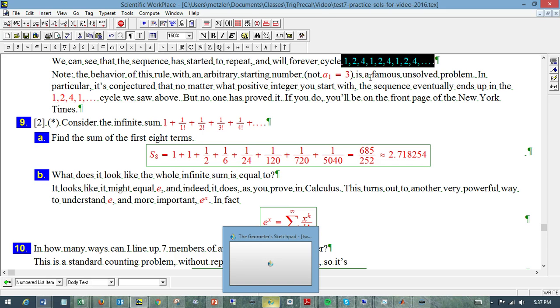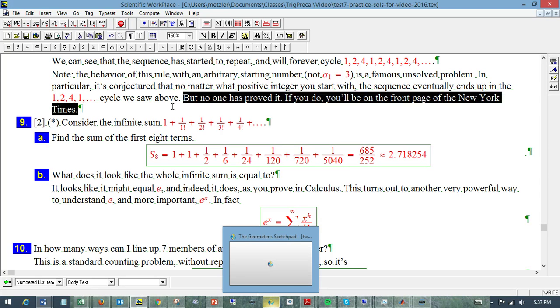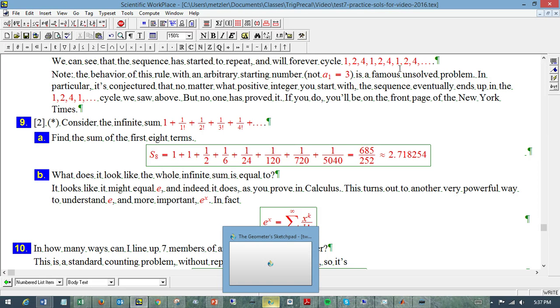But it's a famous unsolved problem to prove that no matter what positive integer you start with, it eventually ends up in that cycle. It would be a big deal for somebody to prove that. It's not like people think of it as a founding piece of mathematics, or that it opens up a lot of doors to other pieces of mathematics, but it's a very famous and simply posed problem, and nobody has proved that it always does this repetition.